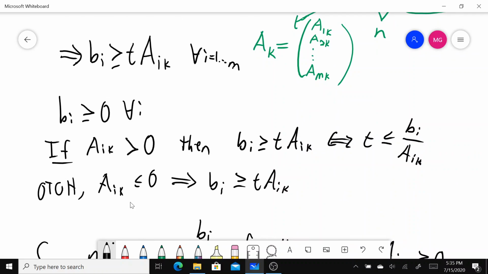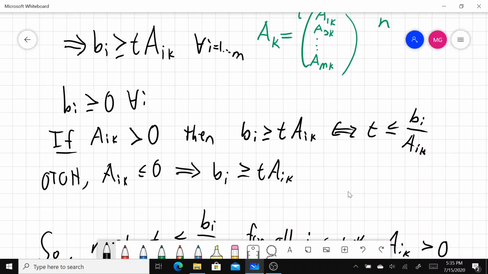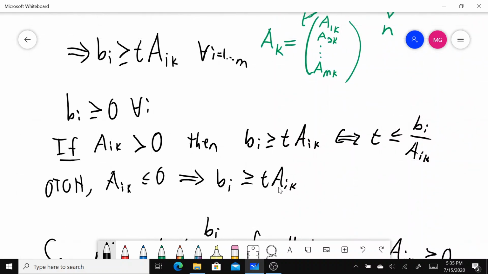On the other hand, if aik is less than or equal to 0, then you know that t is greater than or equal to 0. If aik is less than or equal to 0, this right-hand side is less than or equal to 0, and like we just said, bi is greater than or equal to 0. So then this automatically holds. bi is greater than or equal to t aik, no matter what t is. So this is independent of t. And so there's no constraint that's imposed on t if for a particular row index i, we have aik less than or equal to 0.